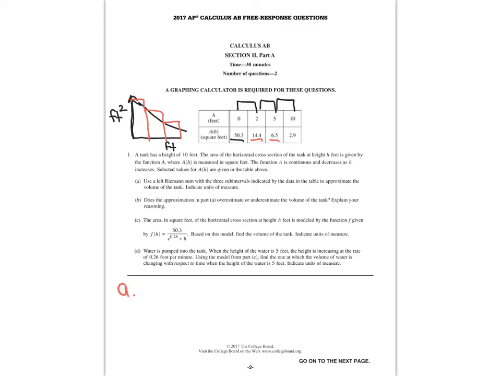So for A, when it says use left Riemann sum with 3 subintervals, approximate volume, indicate units of measurement. So this is an approximation, so remember that. Your height will be 50.3, base is 2, plus 14.4, base is 3, plus 6.5, base is 5. And when you calculate that, you get 176.3.